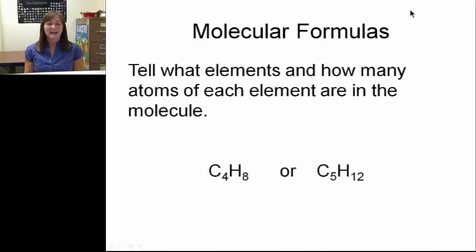Okay, I am going to take you through 3 different types of formulas: a molecular formula, a structural formula, and a condensed structural formula. And I'm going to want you to be able to know the difference between those 3. Molecular formulas tell what elements and how many atoms of each element are in the molecule. So for example, this first one here, all I know about the molecule is that it's got carbon and hydrogen in it, and it's got 4 carbons and 8 hydrogens. So it's a hydrocarbon. This one over here is a hydrocarbon, and it's got 5 carbons and 12 hydrogens. But that's all I know. It doesn't give me any indication as to how they're bonded together. So that's what molecular formulas are.